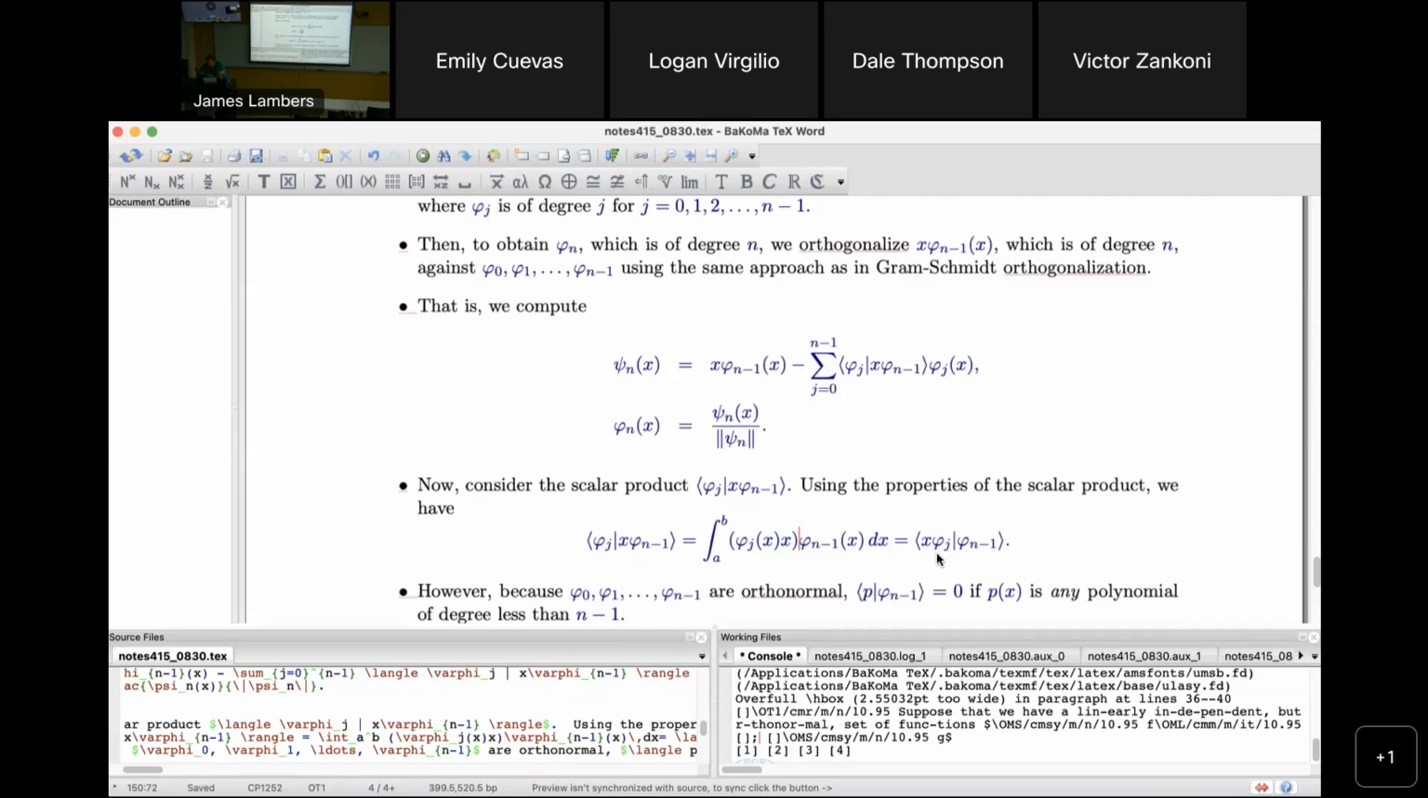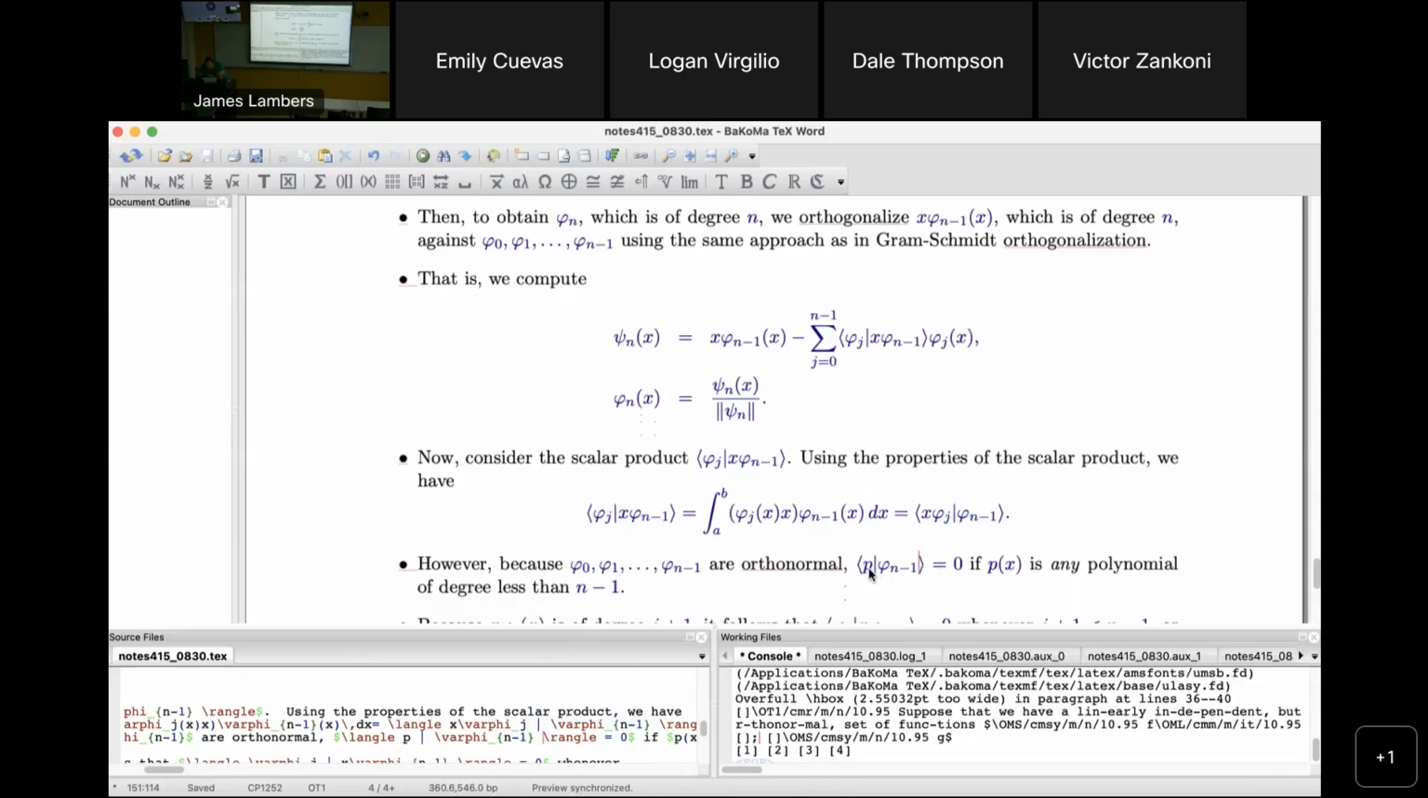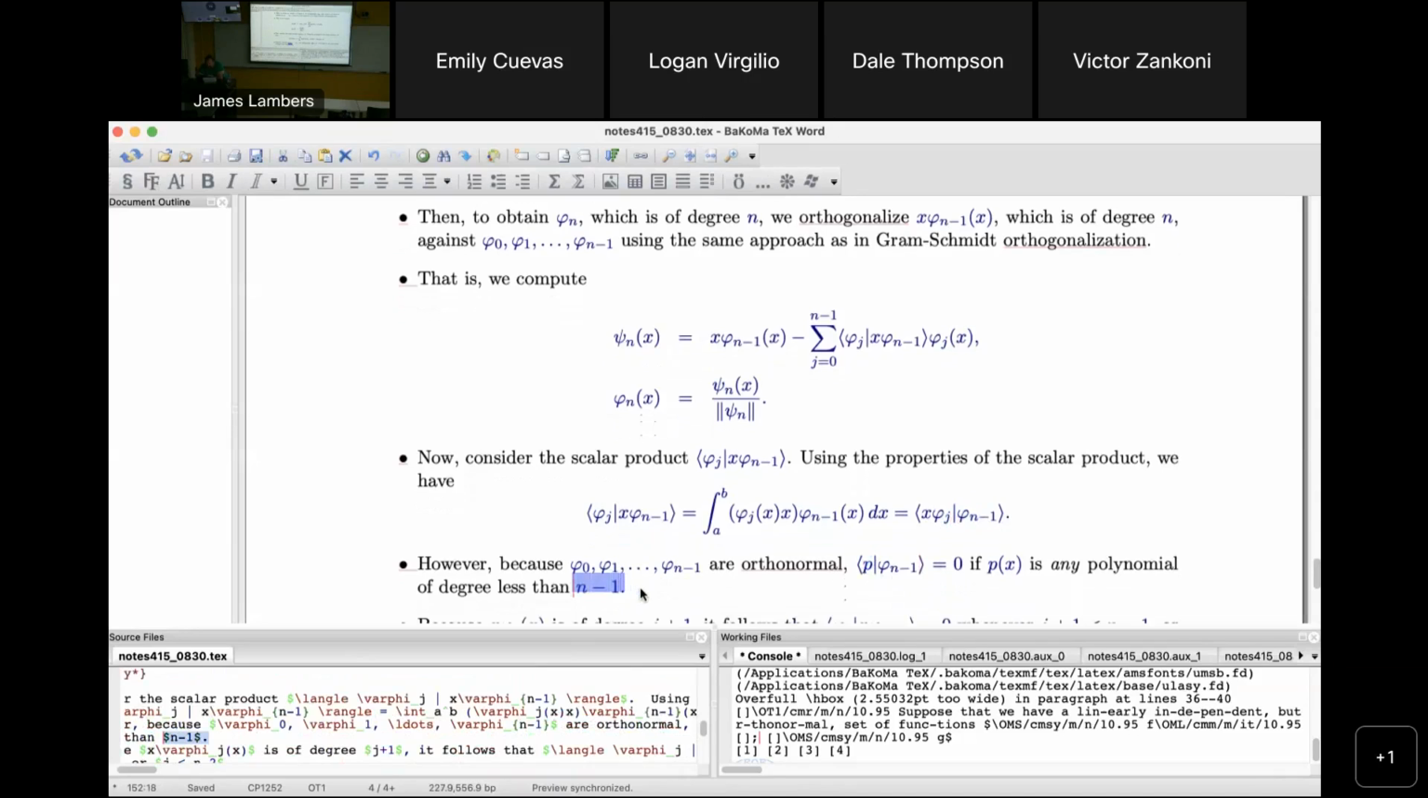Now, how does this help? I use the fact that phi n minus 1 is, we already know, orthogonal to all of the polynomials of lesser degree. But that also means it's orthogonal to any linear combination of those lower degree polynomials. So phi n minus 1 is orthogonal to any polynomial of lesser degree.